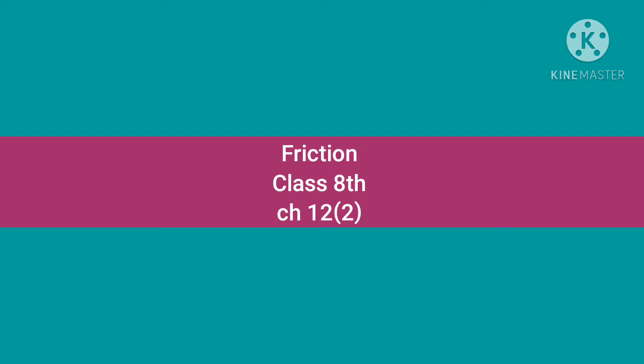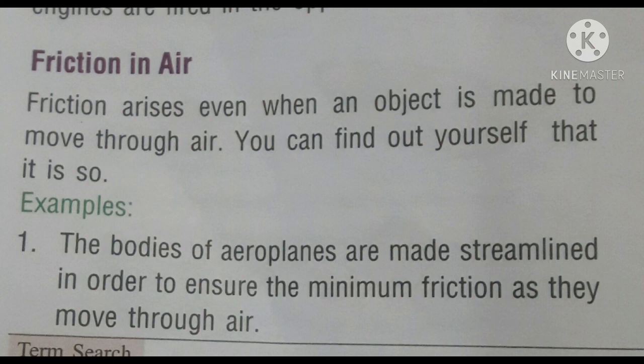Friction, Class 8th, Chapter 12, Second Part. Friction in air. Friction arises even when an object is made to move through air. The object's motion is stopped by the air resistance.